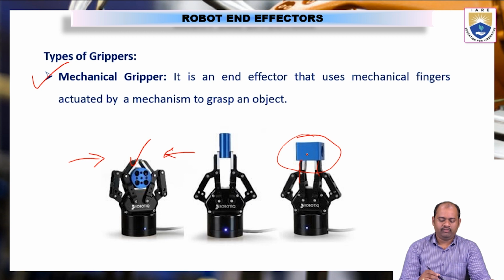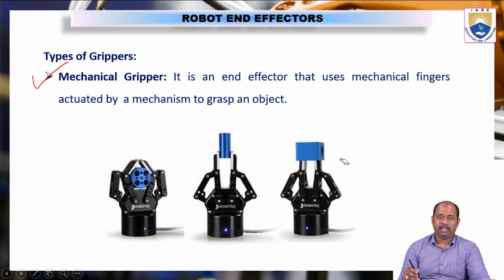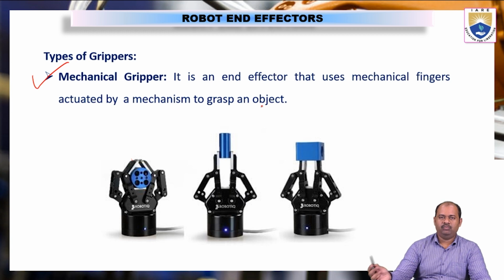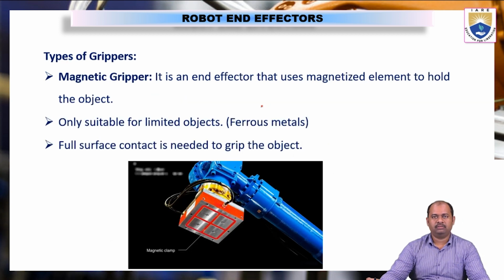Okay, so these are the different types of mechanical grippers. Mostly mechanical grippers use some mechanism which is operated by a servo motor or something. So in order to grasp the object, the mechanical grippers will move in and out. Okay, so the next type of grippers, magnetic grippers.